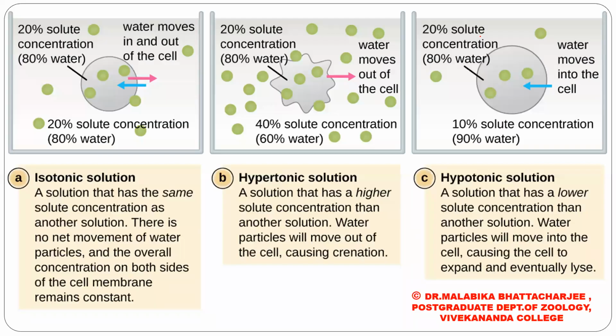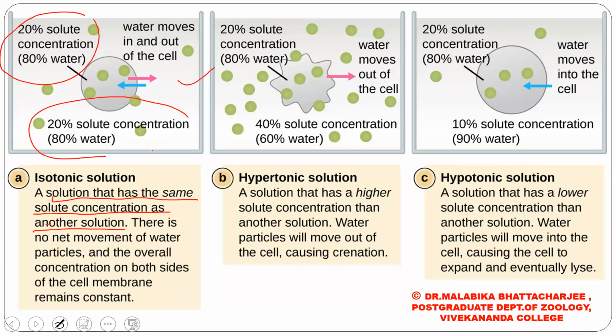Now, let us have a basic concept about these three words: an isotonic solution, a hypertonic solution, and a hypotonic solution. So when we talk about isotonic solution, it is a solution that has the same solute concentration as another solution. So let's look into this picture. We are having 20% solute concentration, 80% water, exterior also 20% solute concentration, 80% water.